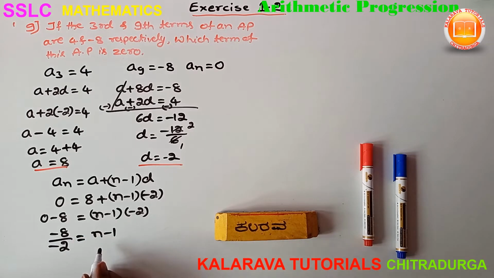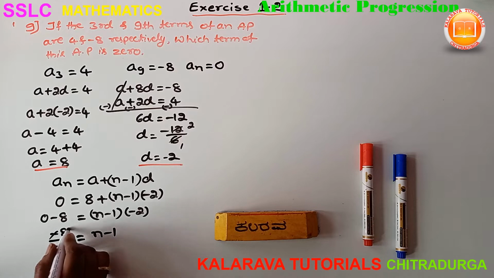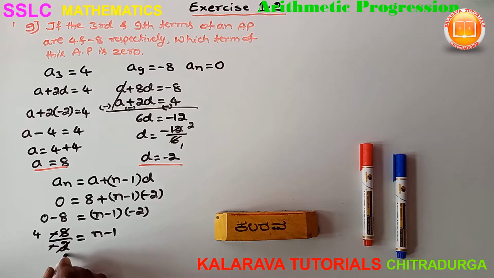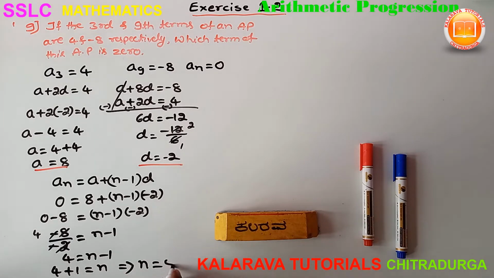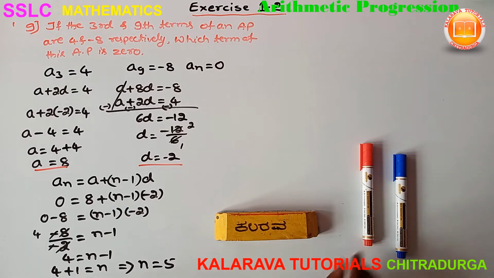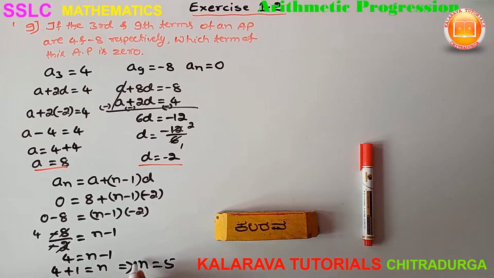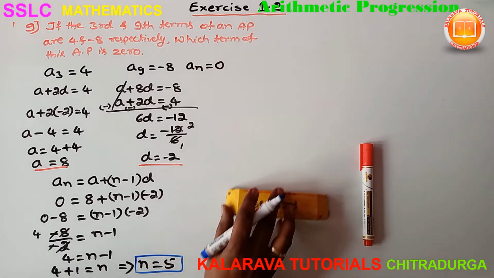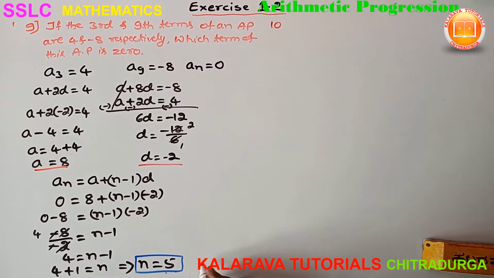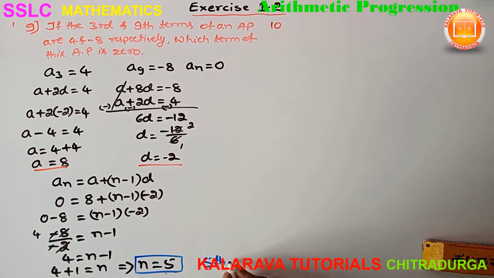We remove the brackets, that is not necessary. Here minus minus gets cancelled. 2 ones are 2, 2 fours are 8, that means 4 is equal to n minus 1. So this implies, minus 1 you transfer to the left hand side. That is 4 plus 1 is equal to n. This implies n is equal to 4 plus 1, means n is equal to 5. That is, n is equal to 5 means the fifth term is 0. Here we get the answer 5. So here we write, fifth term is 0.